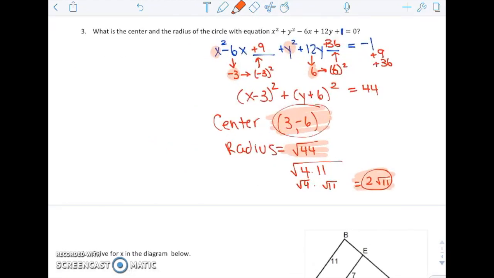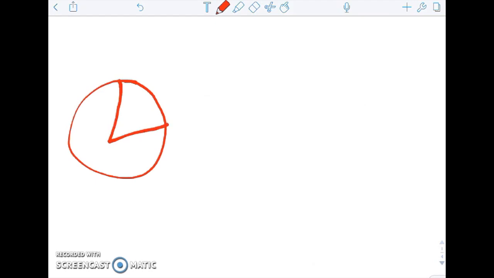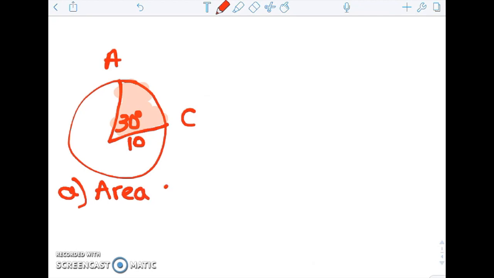All right. Now this is where I'm going to throw in a question that I didn't write originally. So I'm going to draw this picture, and I'm going to say this is 30 degrees, and this is a C, and I'm going to shade this, and I'm going to tell you my radius is 10. So part A, I'm going to ask for the area of the shaded sector.